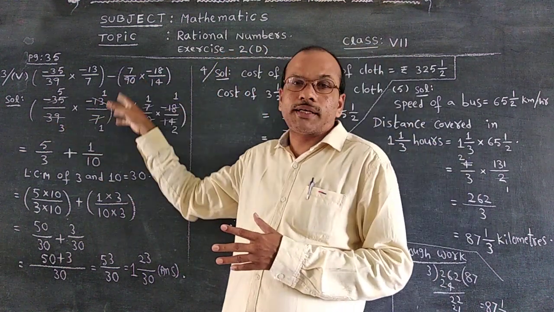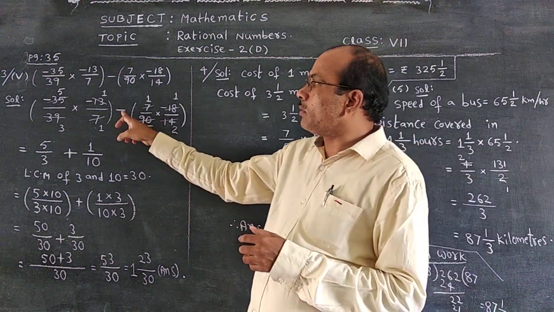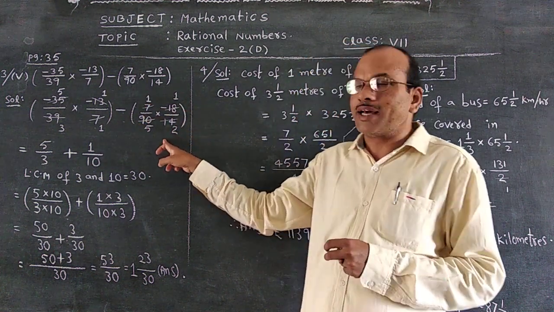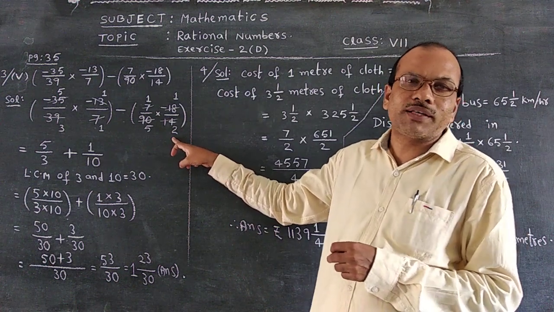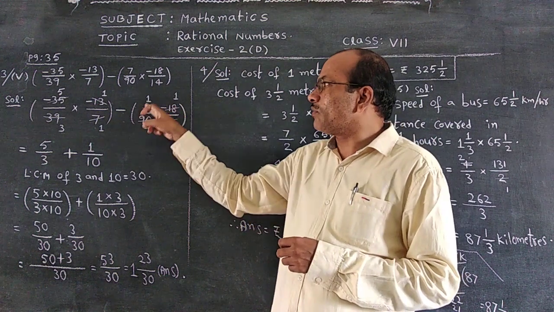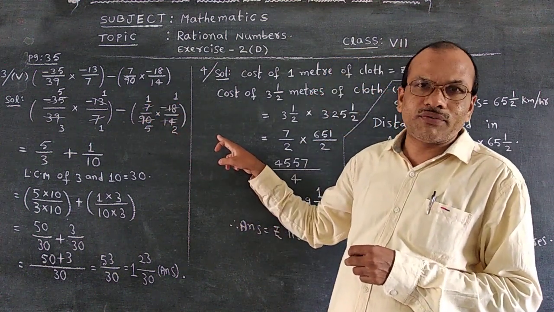So the first bracket rational numbers were cancelled. Second minus symbol is taken as it is. The other bracket part we have to cancel. 7 and 14. What is the common table for 7 and 14? 7th table. Correct. 7 ones are 7, 7 twos are 14. Is it clear for you?